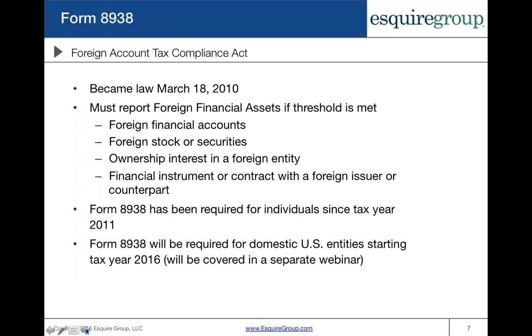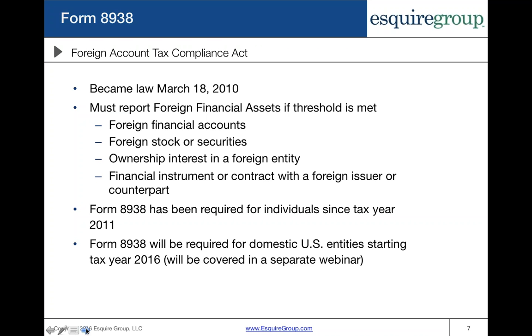So now we're going to move on. We're going to talk about Form 8938. Now, Form 8938, like Schedule B, is filed as part of your tax return. So this is not filed separately like the FBAR. This is a form that is attached to your Form 1040 and filed along with it. Now, Form 8938 is required by the Foreign Account Tax Compliance Act, which became law on March 18th, 2010.